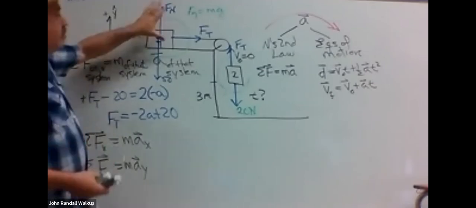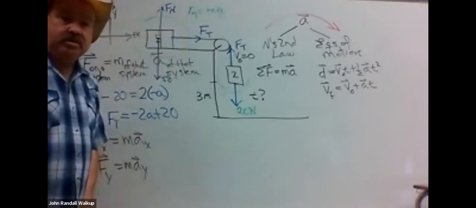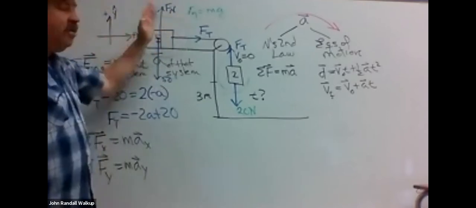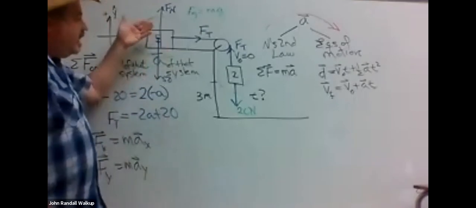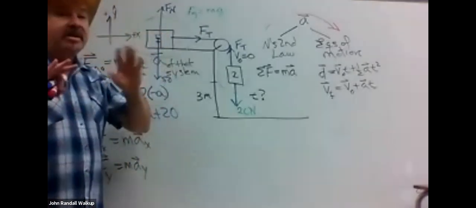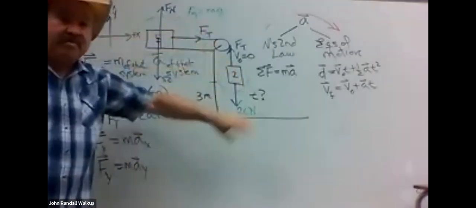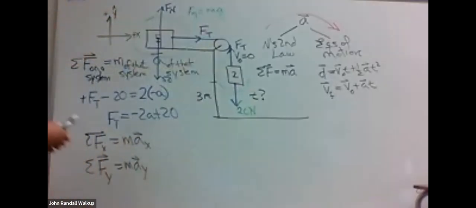Now notice, my vectors are all good vectors here. I don't have any vectors pointing off at weird angles. If I did, I'd have to break that vector into those components. And that's one of the variations of this problem that will show up in your homework.